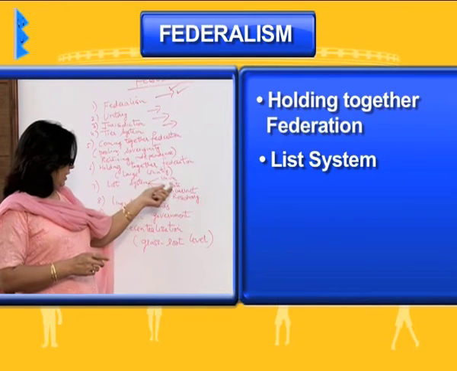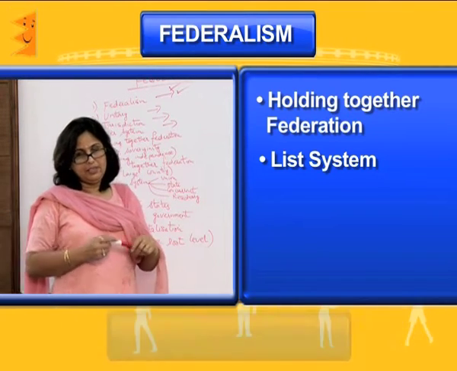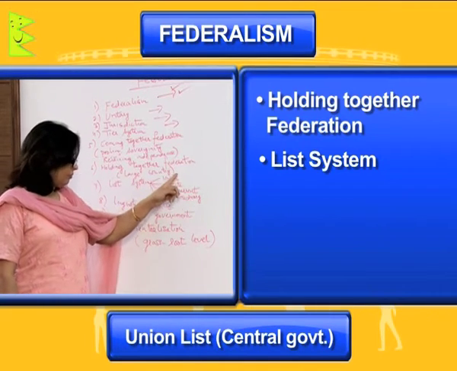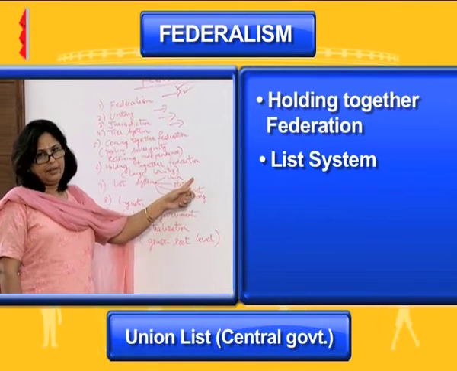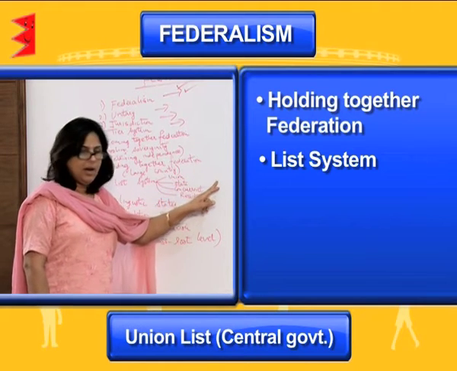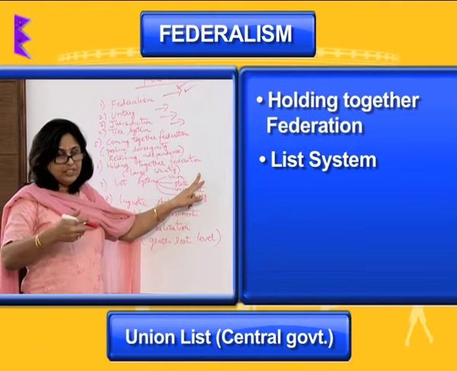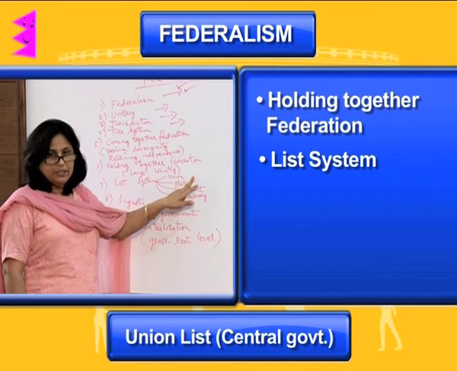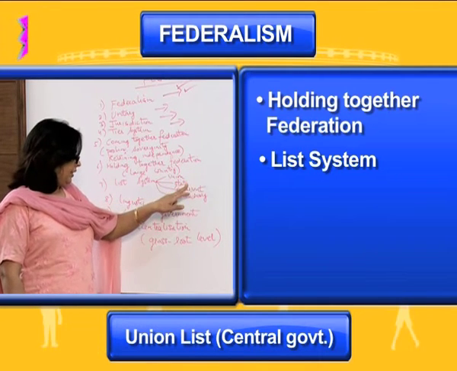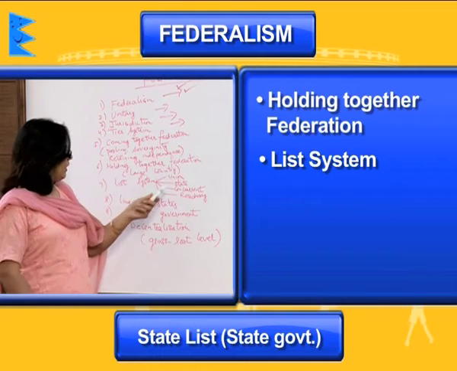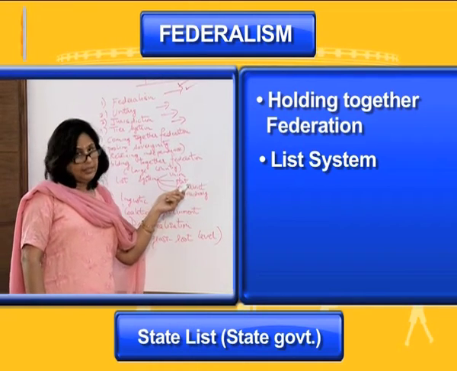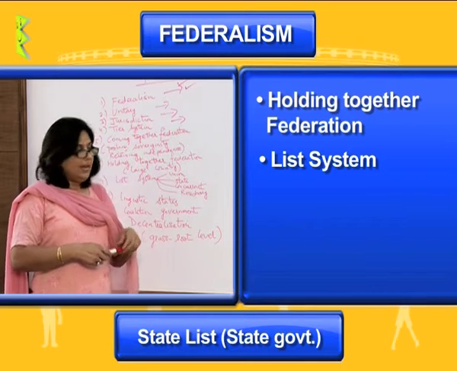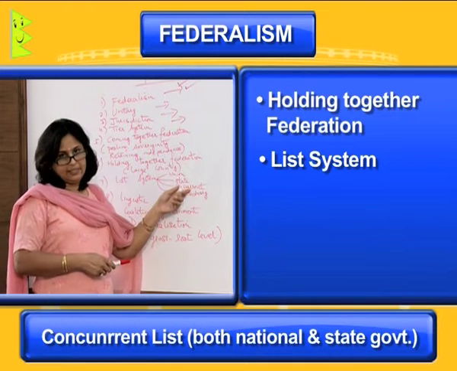In the list system, the first list that you have is the union list. Union list means again that the central government has all the powers to legislate, to make laws in this particular list, the union list. Then we have the state list, wherein the state governments make laws, and then we have the concurrent list.